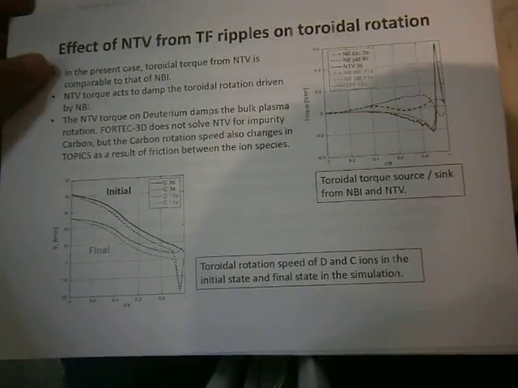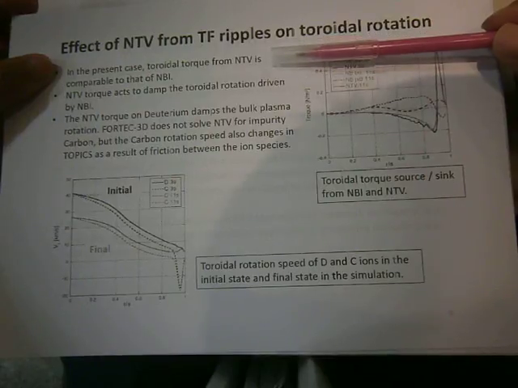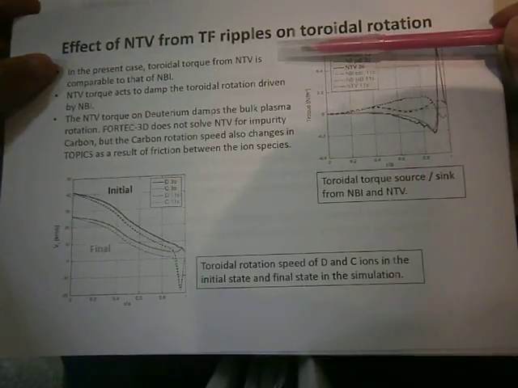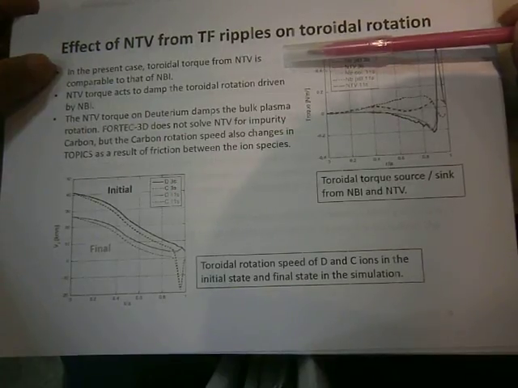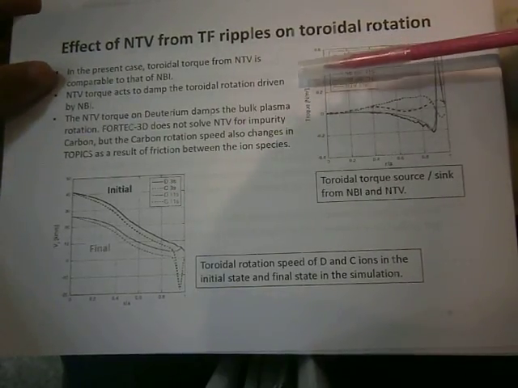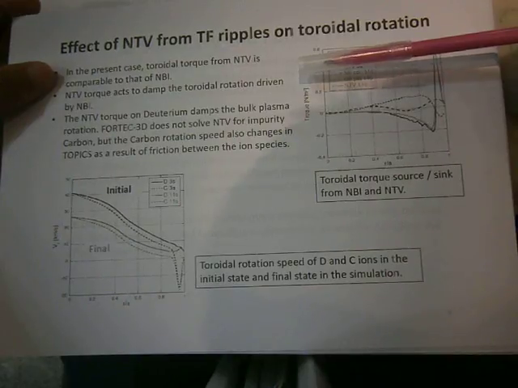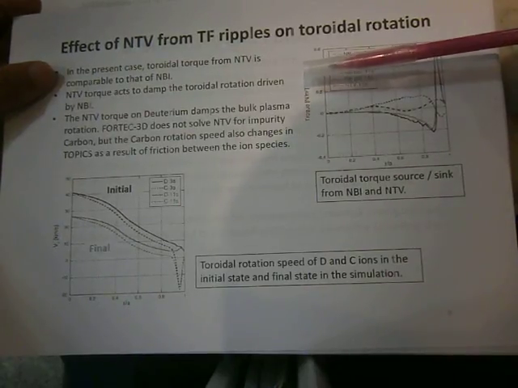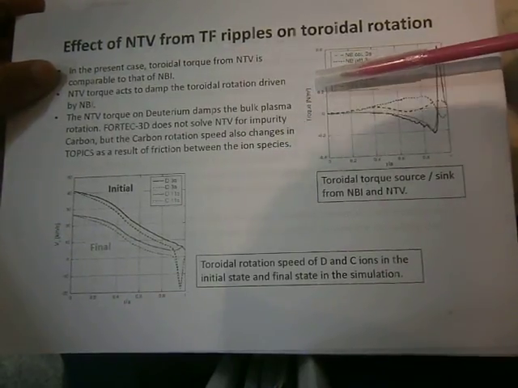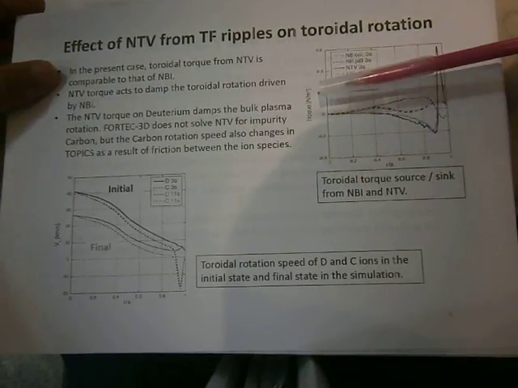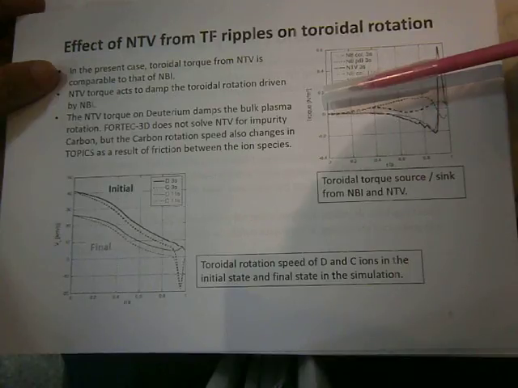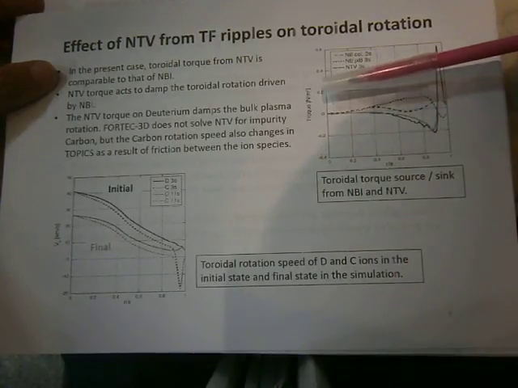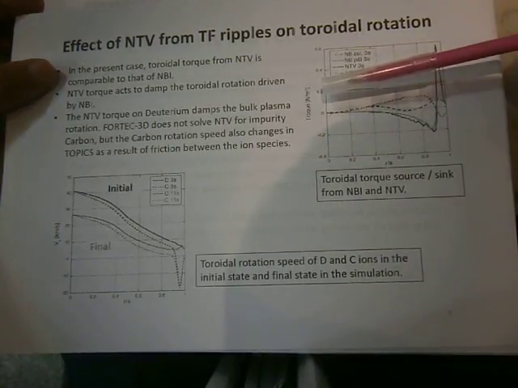In the present case, toroidal torque from the NTV is comparable to that of NBI. NTV acts to damp toroidal rotation driven by NBI. NTV tends to damp the bulk plasma rotation, and not solely, but the carbon rotation speed also changes as a result of nature between.